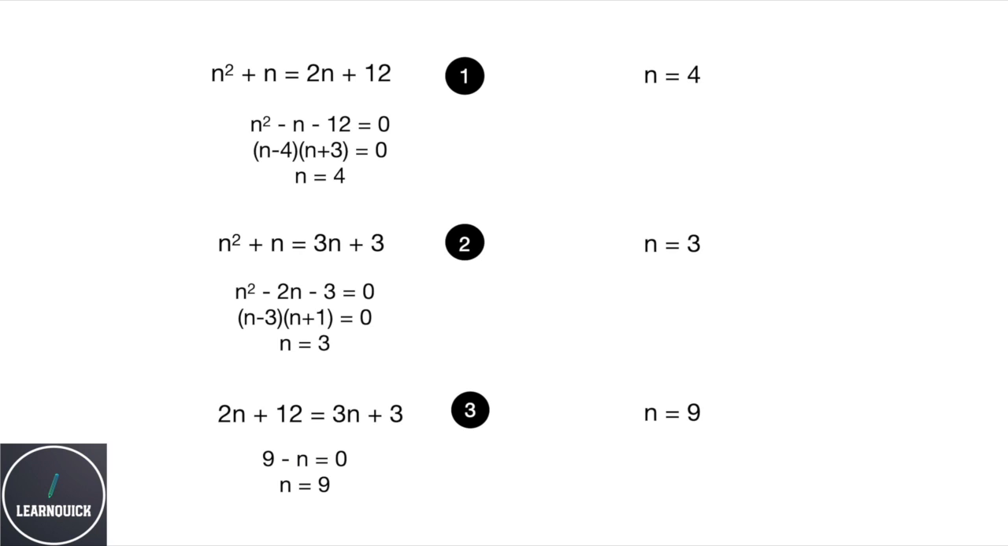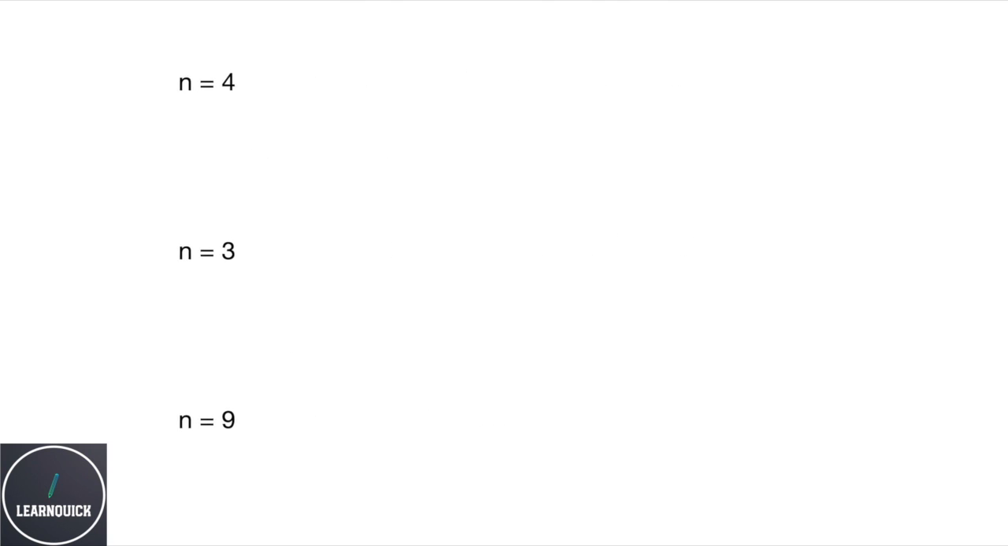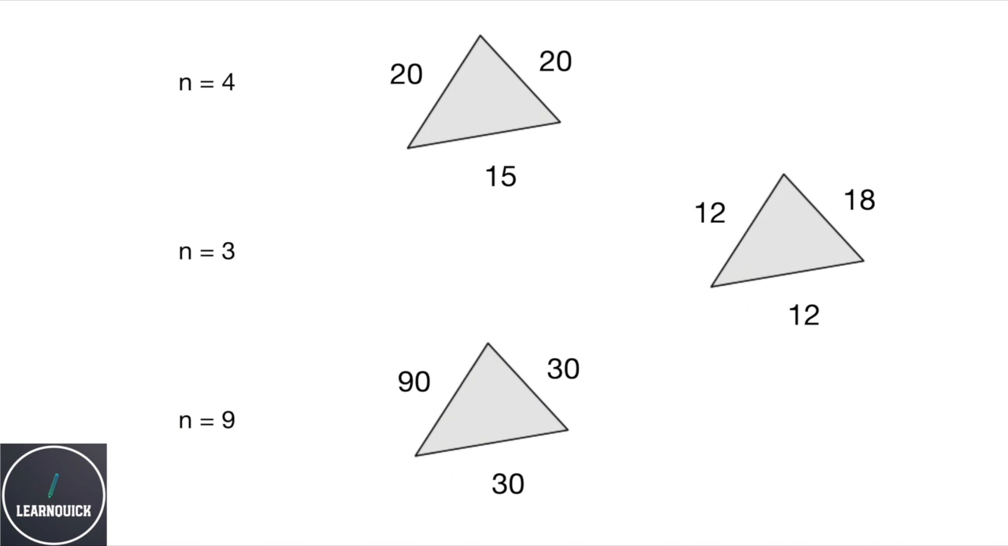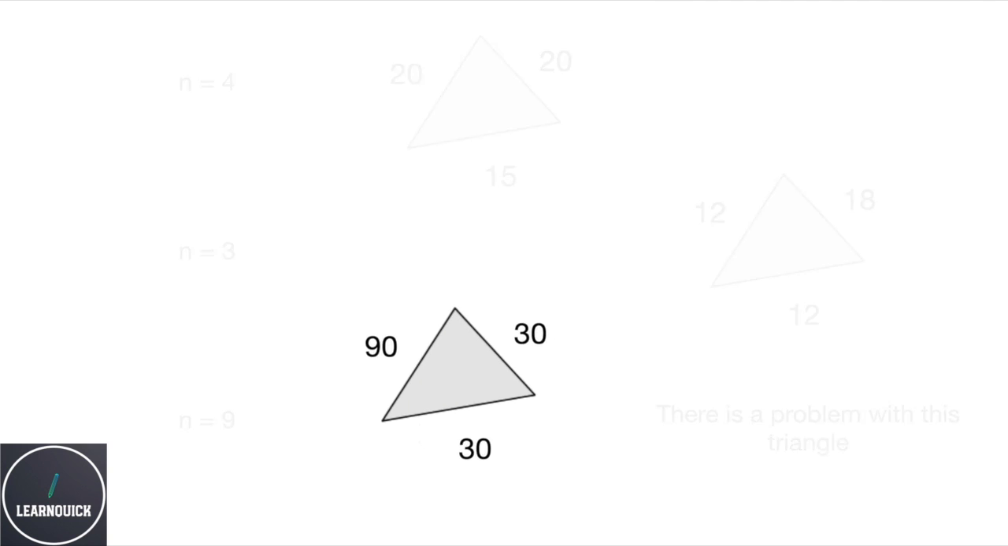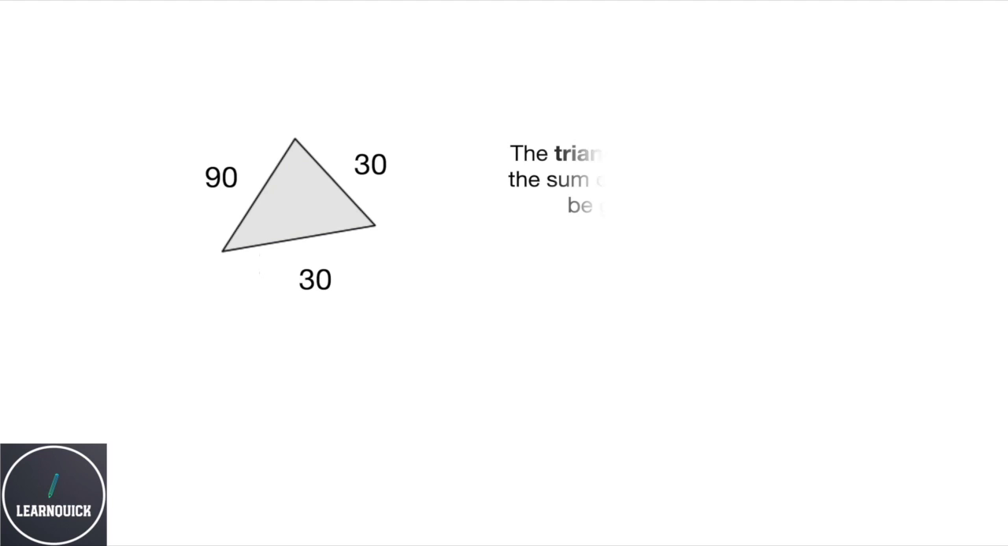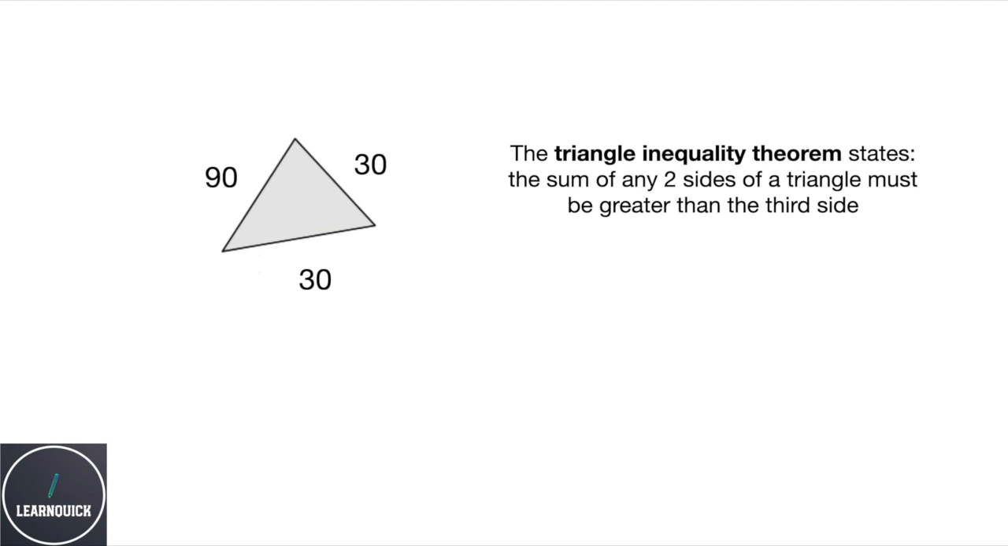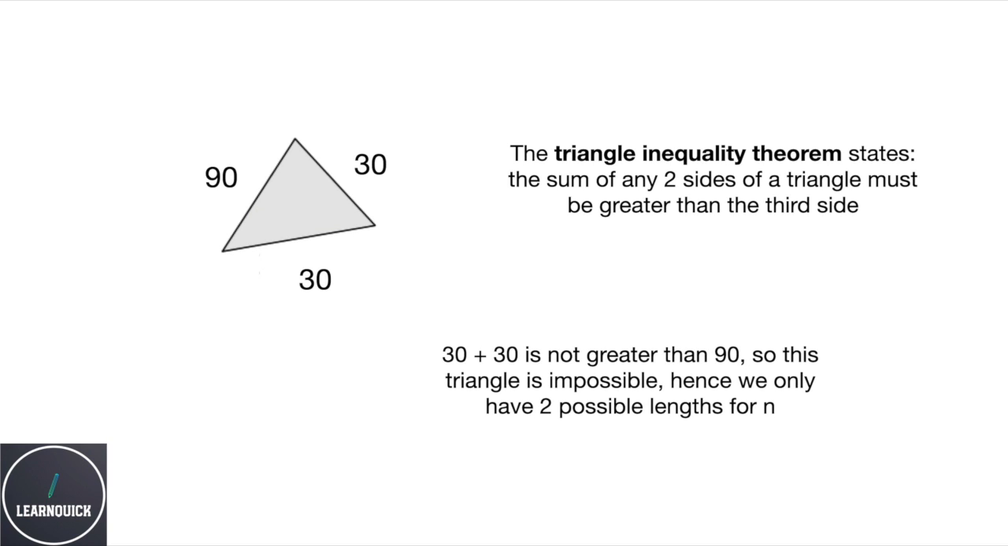So here are three possible values of n. But here is the catch. If we were to draw all of these triangles, then we'd see that for this one with n equals 9, there is a problem. Now what is this problem? Well, the triangle inequality theorem states that the sum of any two sides of a triangle must be greater than the third side. But 30 plus 30 is not greater than 90, so this triangle is impossible to construct.